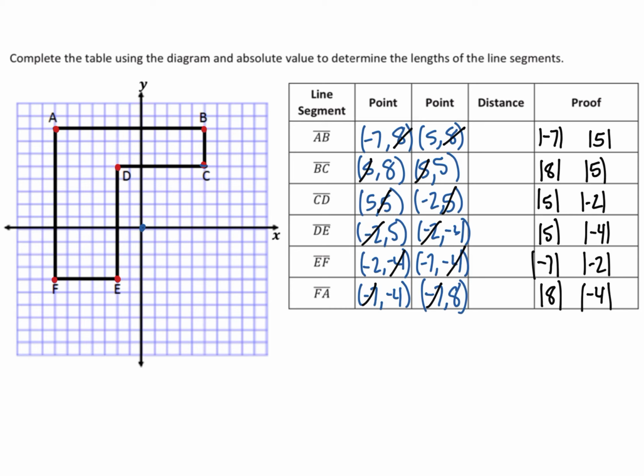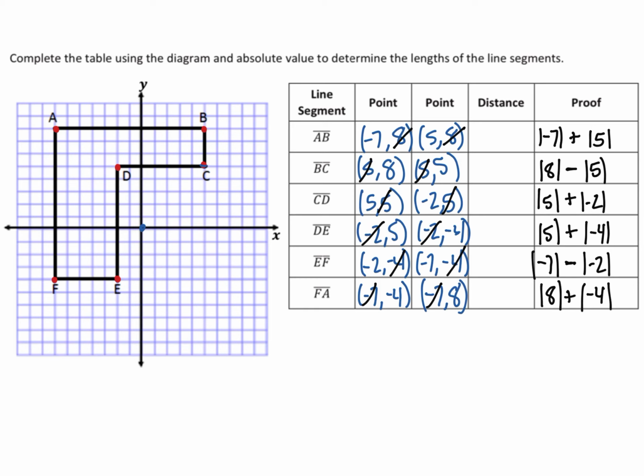Okay, if they have the same sign, we subtract. The only ones that I notice have the same sign are this one here. They both are negative. Oh, and this one here is both are positive. The rest of them have opposite signs, which means we need to add their absolute values.